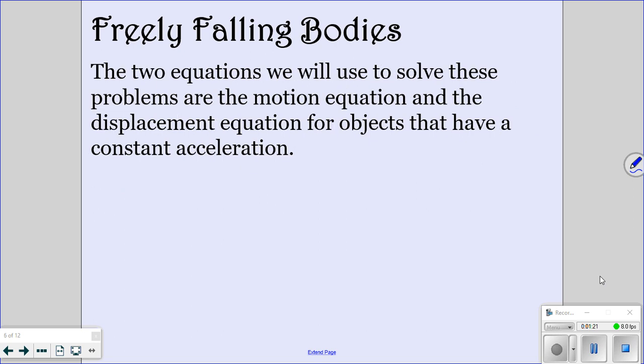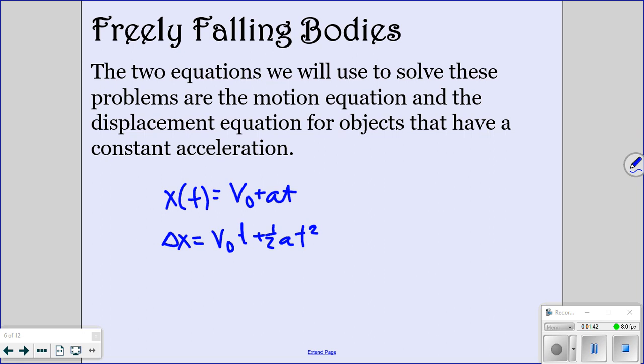The two equations that we're going to use to solve these are the motion equation and the displacement equation. And we already looked at those. I'm going to write them just in case you don't remember. Hopefully you remember those two equations, but that's what we're going to be looking at today.